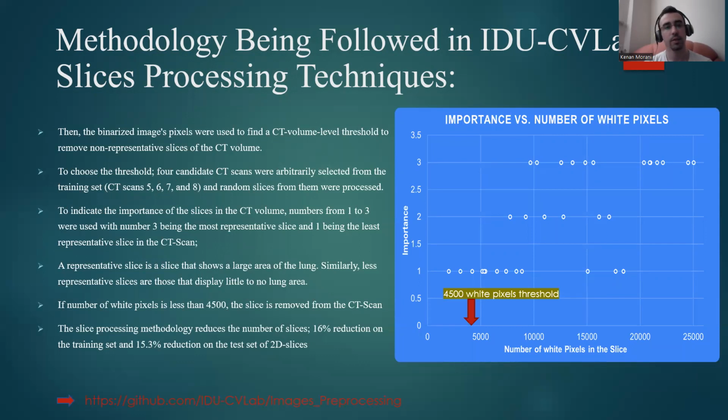All right, perfect. Using this methodology, the number of slices was reduced by 16% on the training set and 15.3% on the test set. So the number of all the slices in the training set was reduced by 16%, and the number of all the slices in the validation set was reduced by 15.3% using this technique.